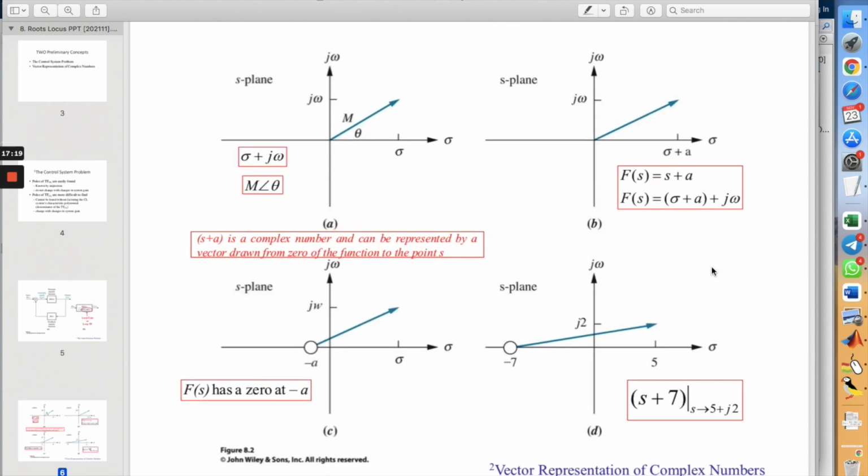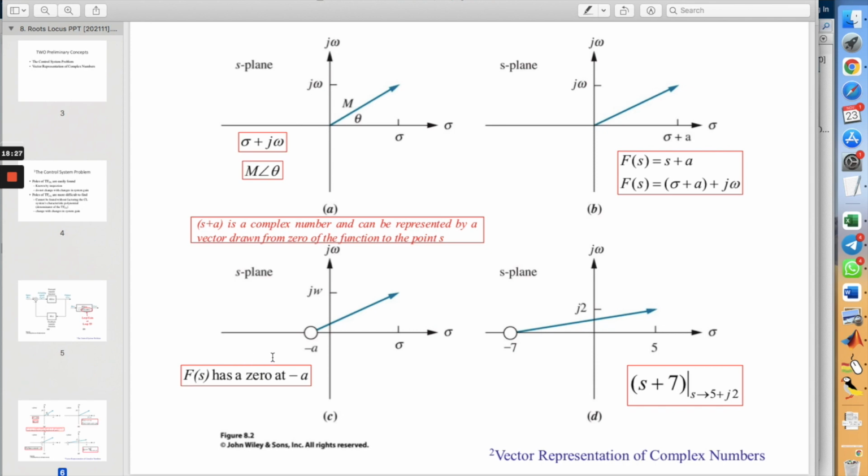This is another preliminary concept that you need to understand, which is the vector representation of complex number. Let's say we have this in diagram A. We have a complex number here at this point on the S-plane, and then we have this vector with magnitude M and angle theta. We can represent this vector as F(s) equals s plus a, where s is equal to sigma plus j omega. So this is the j omega here.